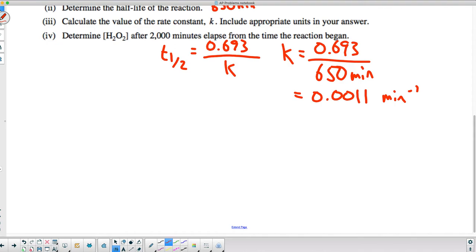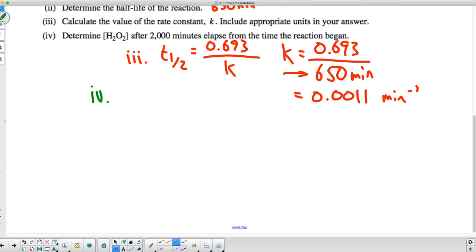So the question says, calculate the value of the rate constant for I3. I'm sorry, I'm not writing this stuff down very well. I did that by using the half-life, which I got from the left-hand side graph, halfway down the concentration, and reading what the time was. That's the half-life. Now this part here, I'm going to do in a different color so that you can keep it separate and straight. So IV, or 4, says determine H2O2 after 2,000 minutes elapsed from the time in the reaction.